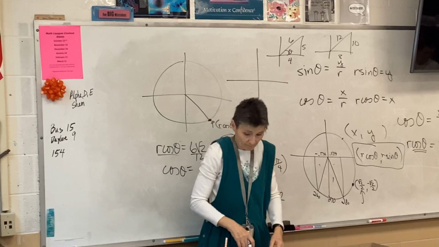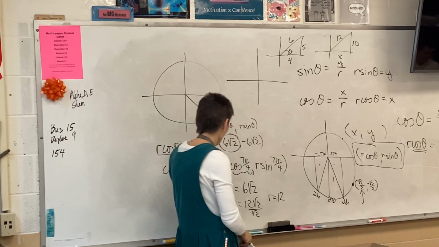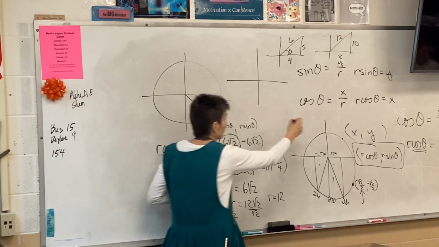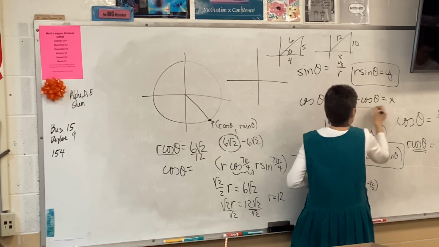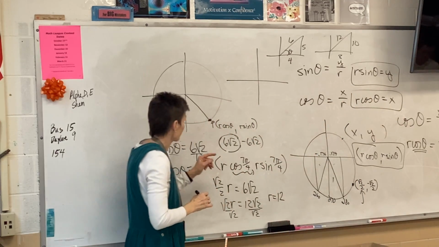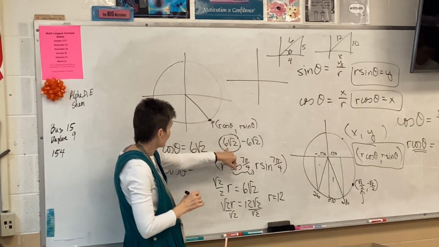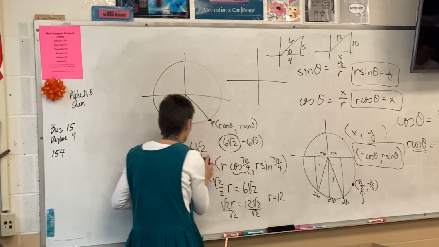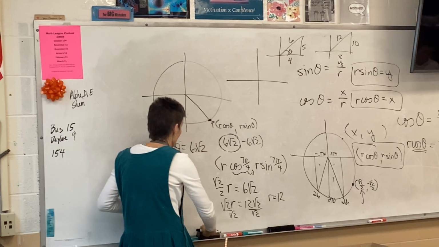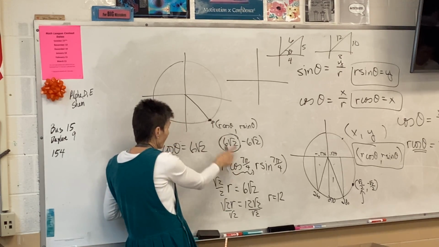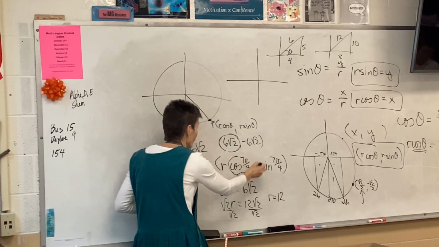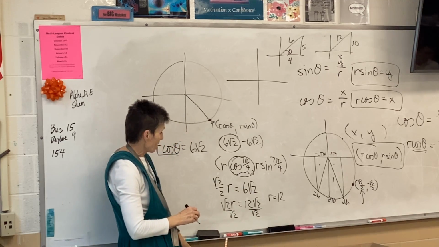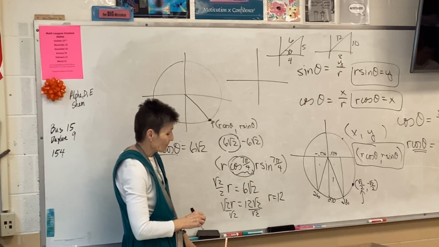Okay? All right. So we figured out r was 12. Did everybody follow all that? So we've already figured out that x and y can be expressed this way. They told us this was x, so our cosine had to be 6 root 2. But we knew our angle, we figured out our angle was 7 pi over 4. We know the cosine, so we just plugged it in and solved. Let's try the next one.